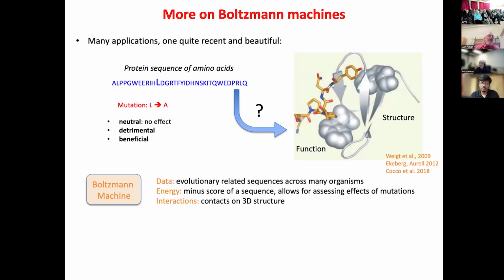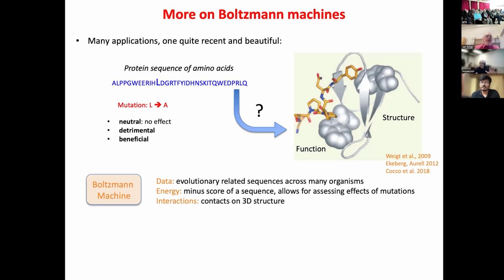And there are also very nice things about the interpretability of the model. The Gij, which are inferred in this particular case, were shown to be actually related to the contacts on the three-dimensional structure of a protein. So it's a beautiful example of the applicability of a Boltzmann machine, and it was at the core of the first version of AlphaFold. Okay, so far so good.